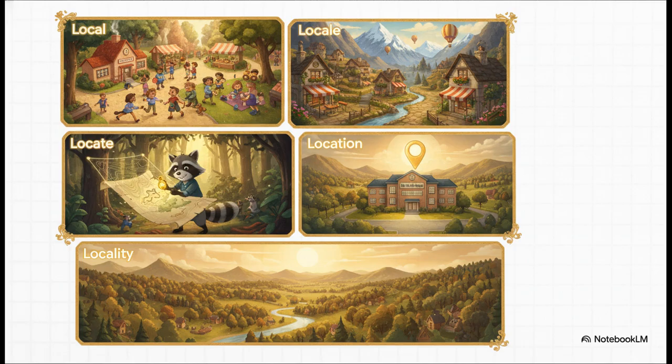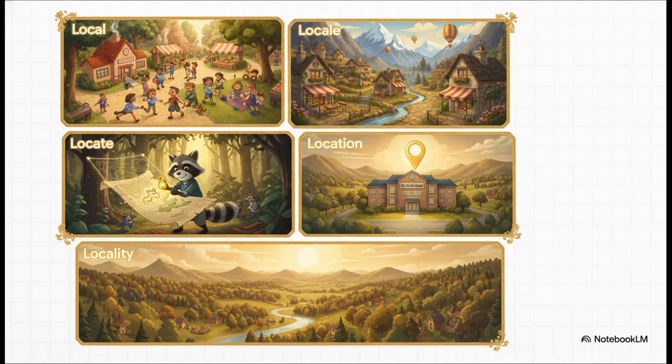The modern meaning refers to a particular setting or environment, often focusing on the atmosphere, like the novel is set in a beautiful mountain locale. Number 3 is locate, pronounced locate. Comprised of loc plus ate, it literally means to place or find a place. Today, it means to discover where something is, as in, detectives located the missing painting.